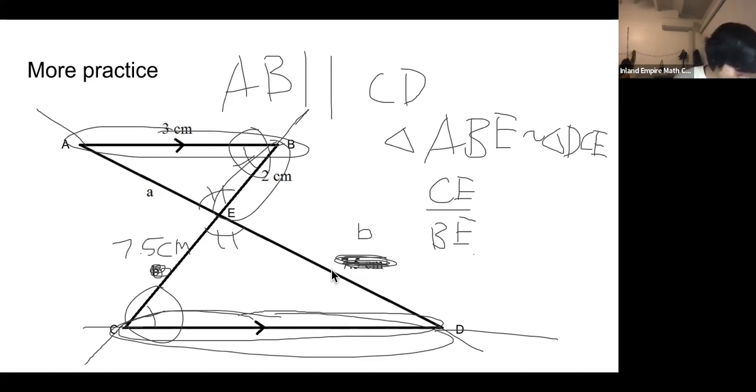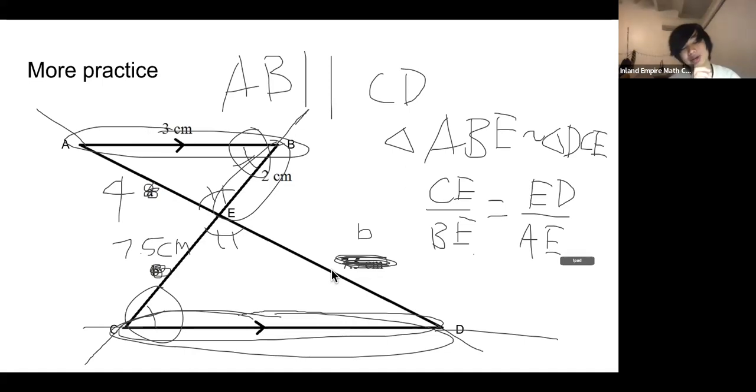So, well, oh shoot, and we'll also assume that this length right here is 4. Okay, because otherwise it's actually not possible to figure this out. So we'll assume that's 4. So then that means that CE over BE is going to be the same thing as ED over AE. Sorry about the problem. This is not my problem.